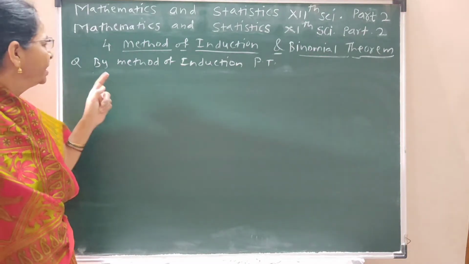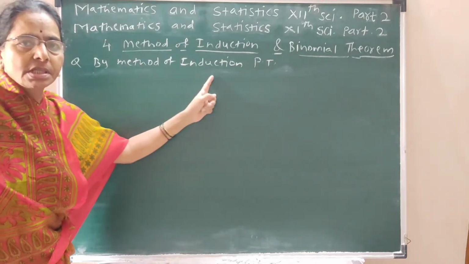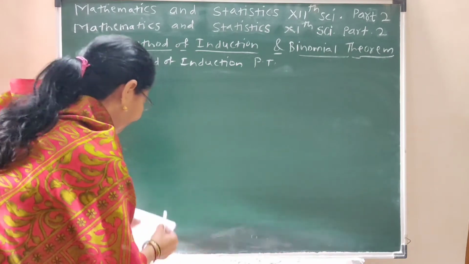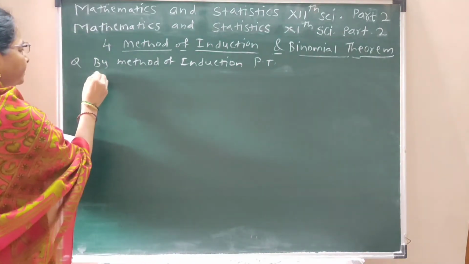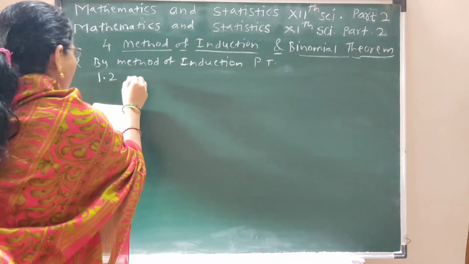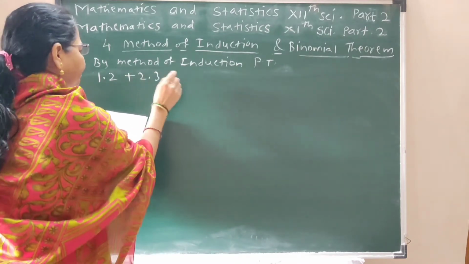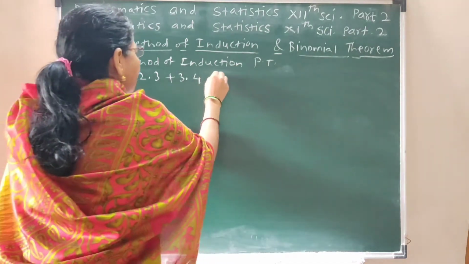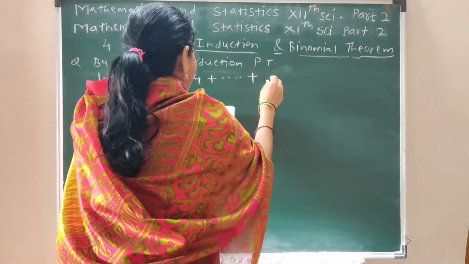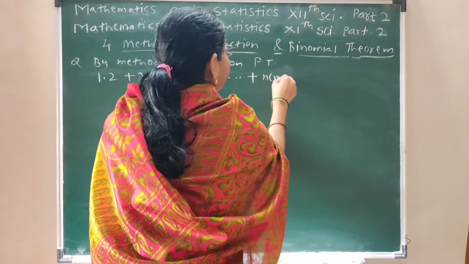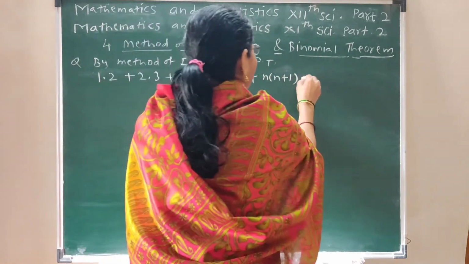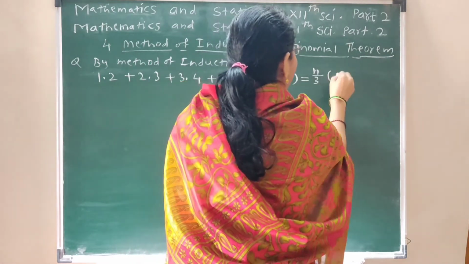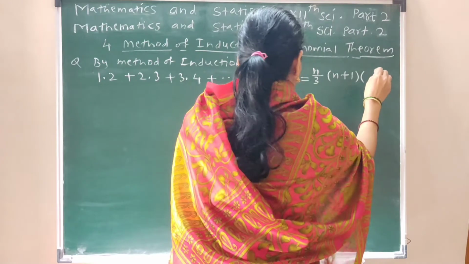Next question is, by method of induction, prove that 1 into 2 plus 2 into 3 plus 3 into 4 plus ... plus n into n plus 1 is equal to n by 3, n plus 1, n plus 2.